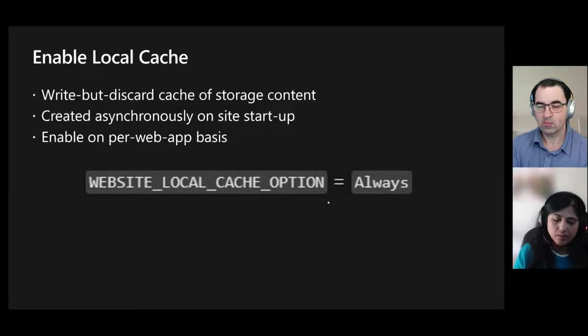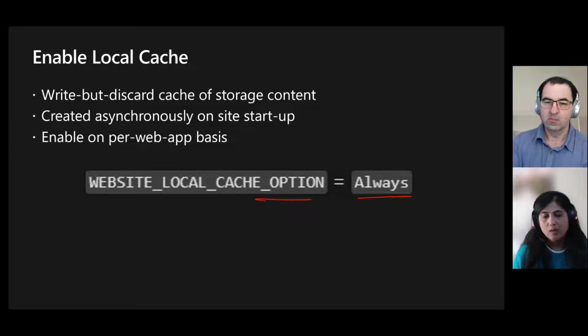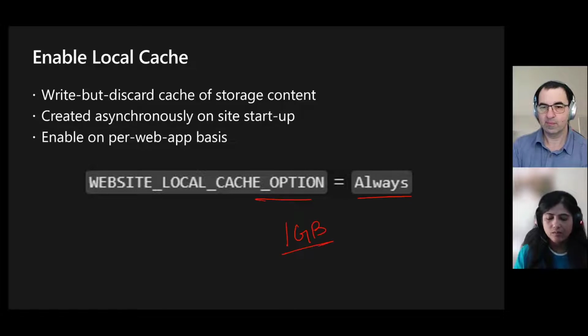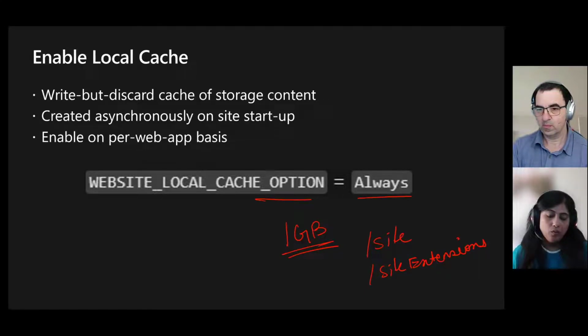And to do this, what you have to do is you need to make use of this particular setting. So WEBSITE_LOCAL_CACHE_OPTION equal to Always. So that's going to create that cache. Now by default, the local cache size that you have got is 1 GB. This includes your /site content and also /site/extensions folders which are copied from the content store as well as any locally created logs and data folders.